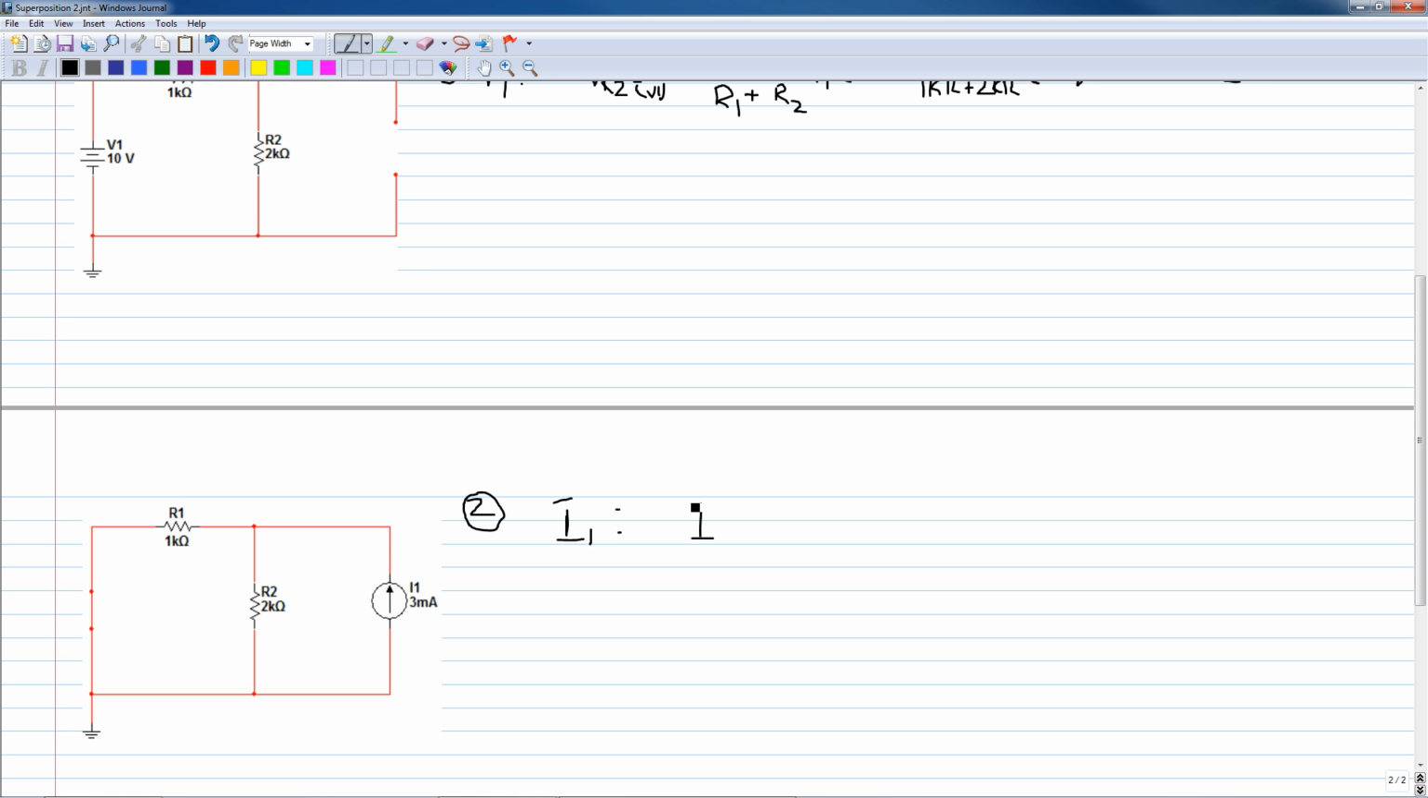We have IR2 due to I1 is equal to R1 divided by R1 plus R2, times I1, which is equal to 1k ohm divided by 1k ohm plus 2k ohms, times 3 milliamps. That yields a current of 1 milliamp.